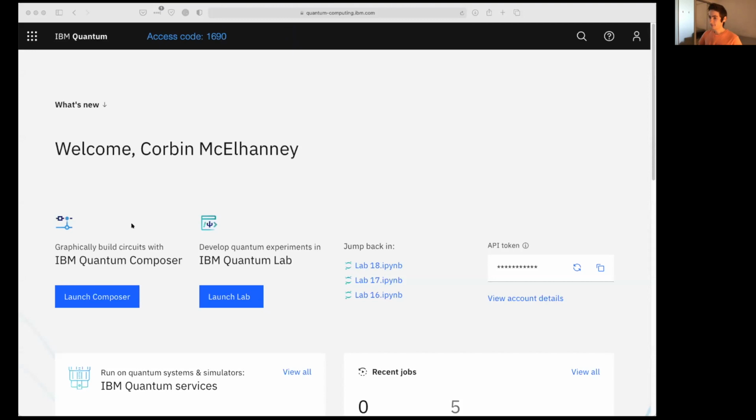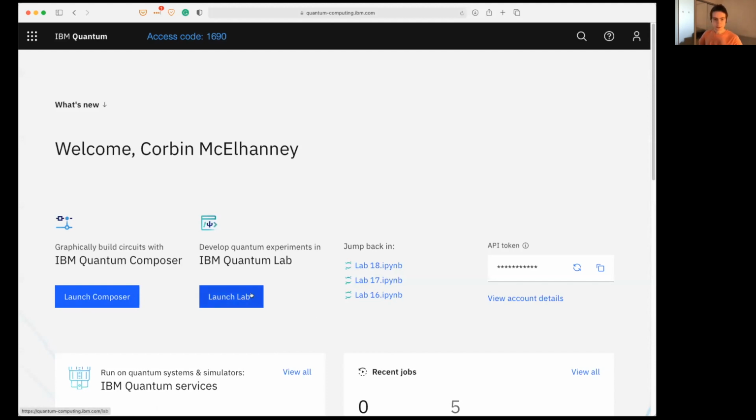Okay, yes, so new user interface. I guess the main things to understand is they've actually made it more clear where the two things we care about are. So the circuit composer that was previously in the left-hand menu is now just this big blue Launch Composer button. And the quantum lab is now this big blue Launch Lab button. You'll also notice that I have some recent work links here. So once you've uploaded an IPyNB file, you can just jump back to your work nice and quickly right there.